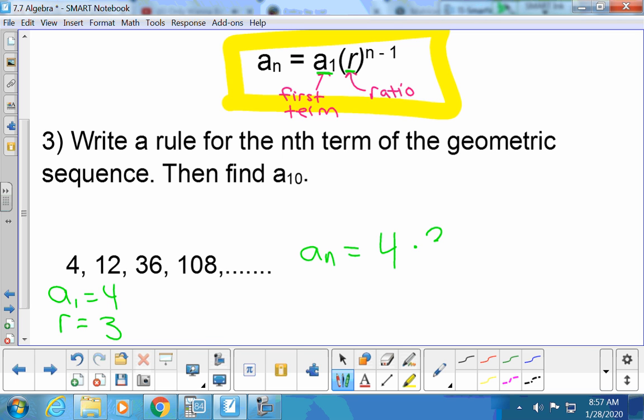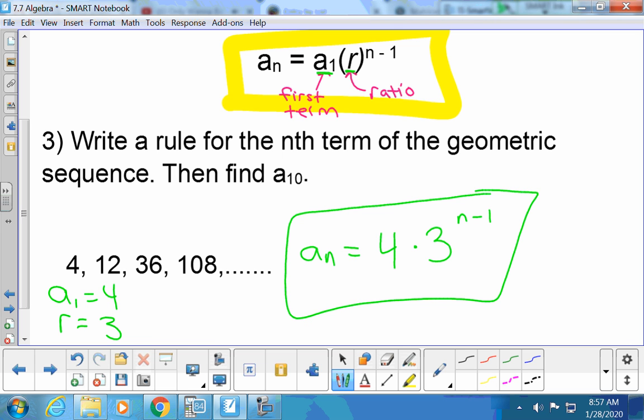You don't need parentheses around the 3. If you want to put the parentheses, that's okay. I normally don't unless it's a fraction. And then n minus 1 is all as a power. So make sure when you're writing n minus 1, you write it all small. I have people that write their powers too big, and if you write your power too big, it looks like a regular number.